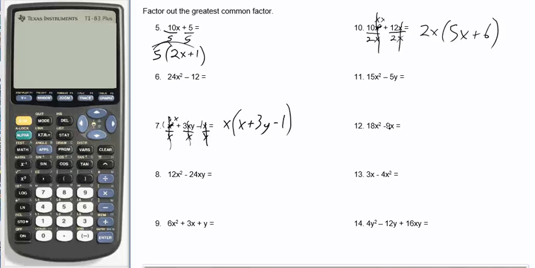Okay, number 12. So what goes into 9 and 18? Careful, 3 goes into both of them, but there's a bigger one, 9. So we're going to take out a 9. And then there's also an x in both of those. So 18 divided by 9 is 2. And I take away one of the x's, so I'm left with an x. 9 divided by 9 is 1, and that's negative, so negative 1. And the x's cancel, so that's my answer.